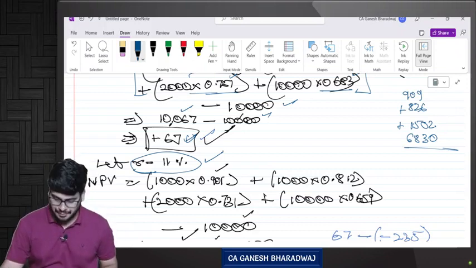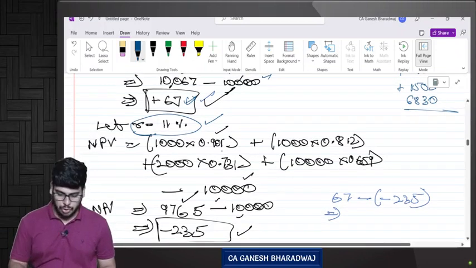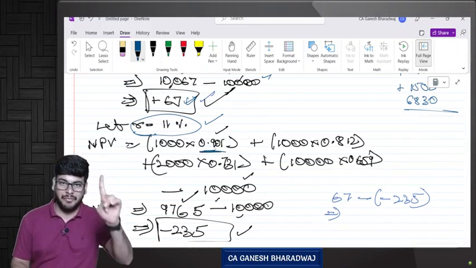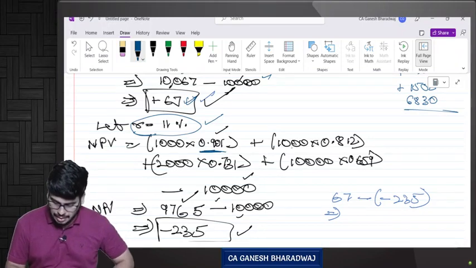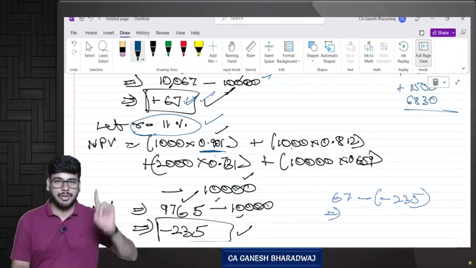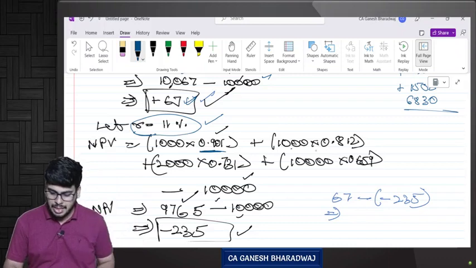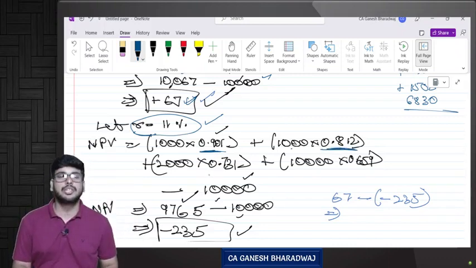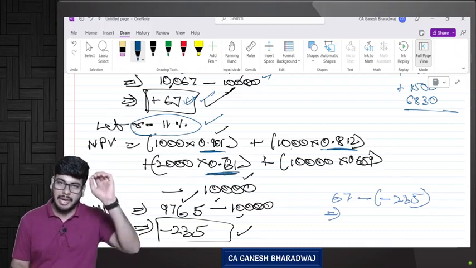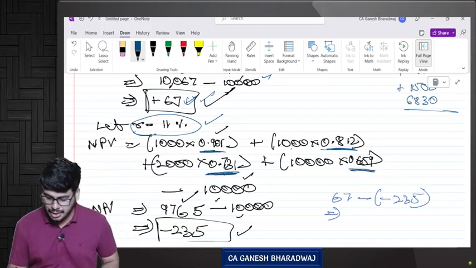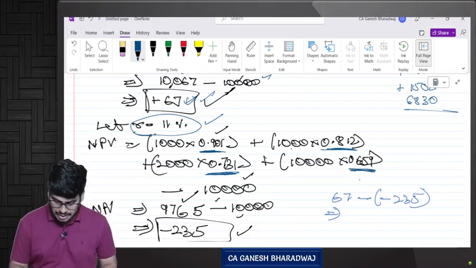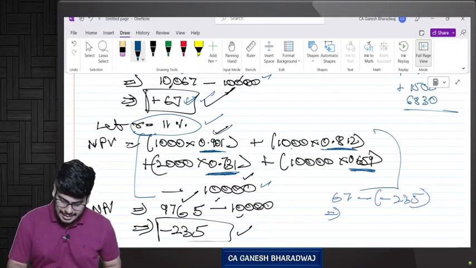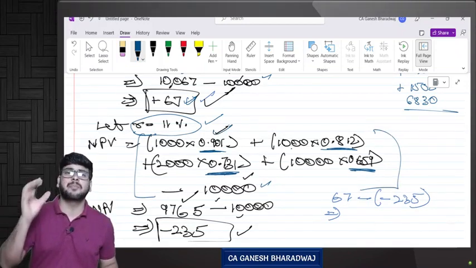So now what do we have? So here it is going to be the first year cash flow. So 10,000 into present value interest factor of 11% for 1 year, plus 1000 into present value interest factor of 11% for 1 year, plus 1000 into present value interest factor of 11% for 2 years, plus 2000 into present value interest factor of 11% for 3 years, plus 10,000 into present value interest factor of 11% for 4 years, minus 10,000. So this is the overall equation. Correct or not? Now let us calculate.